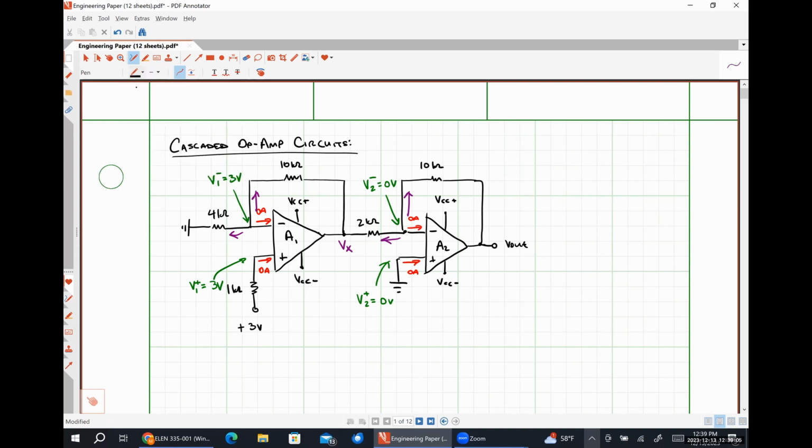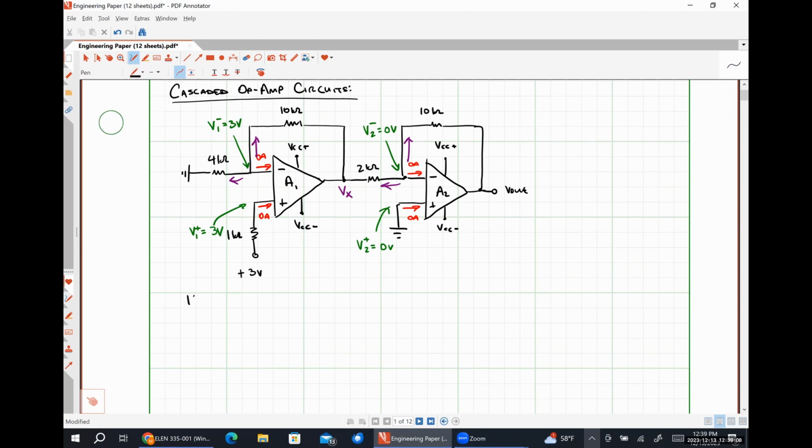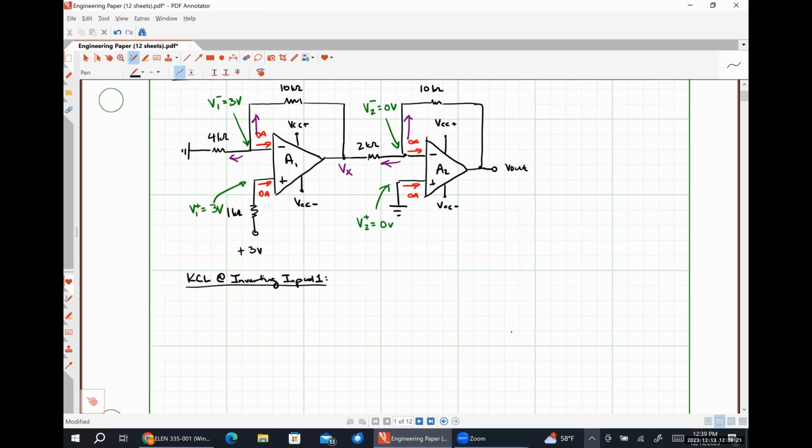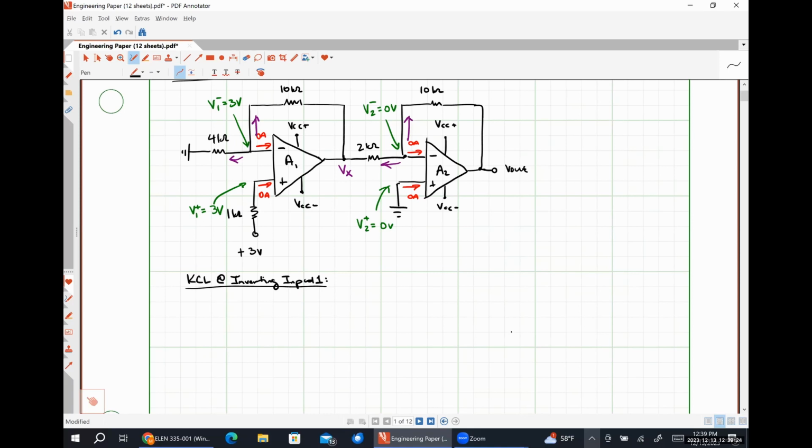So applying KCL at the inverting input of op-amp 1, we get the relationship of 3 volts divided by 4 kilo ohms plus 3 volts minus Vx over 10 kilo ohms is equal to 0.